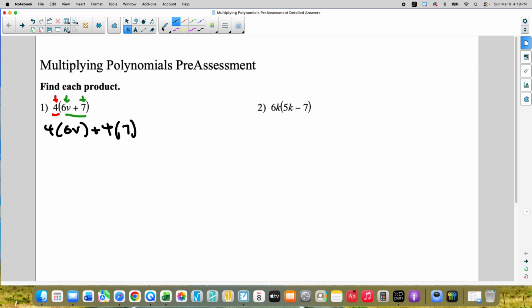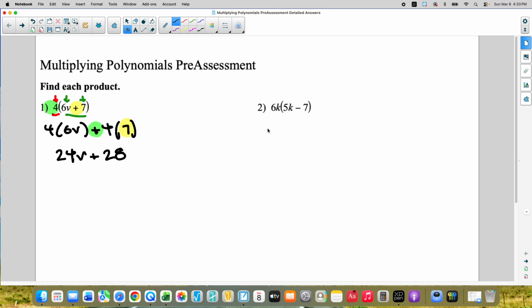Now, an important thing that we've really pointed out is this positive is attached to the 7, not here. This positive is not this positive. This positive is attached to the 4. That's why this is a positive. So very important for you to keep track of that. So we have 4 times 6v plus 4 times 7. So 4 times 6v is 24v. 4 times 7 is 28.